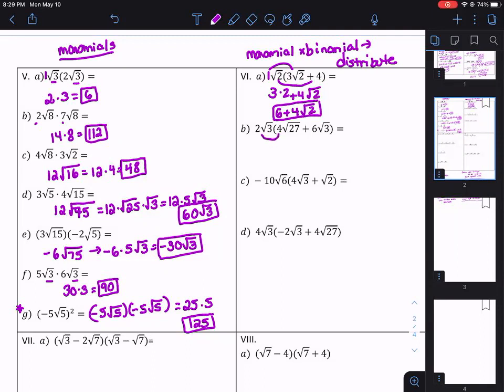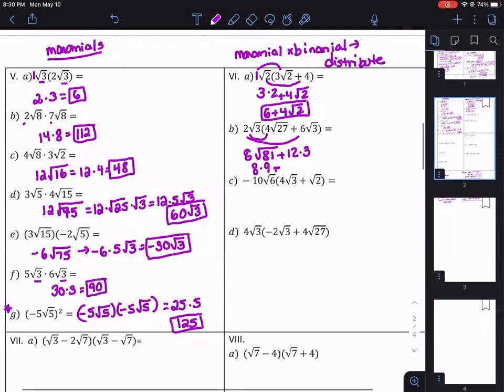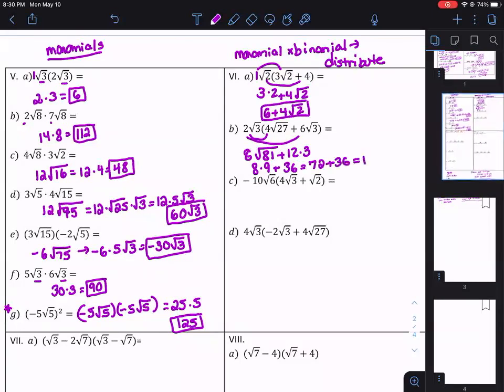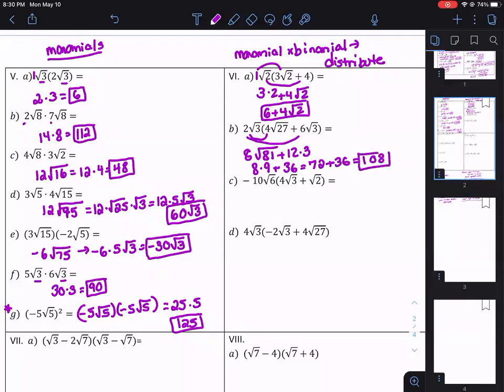For letter B, we're going to get 8, the square root of 81, which we already know is a perfect square, but we'll deal with it in a minute. And then we're going to get 12 times radical 3 times radical 3, which is 3. So this is 8 times 9 plus 36. 8 times 9 is 72. We should have got 108 there. So if you notice, and I like to bring up the words again, that would be called a rational solution. Rational solutions are solutions that contain no radical at the end.